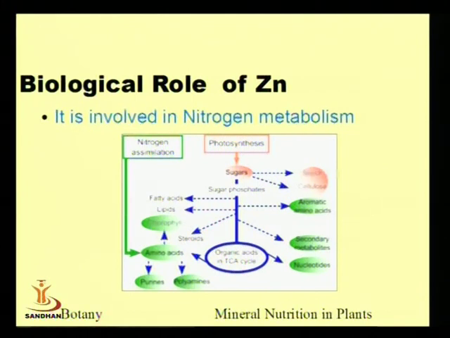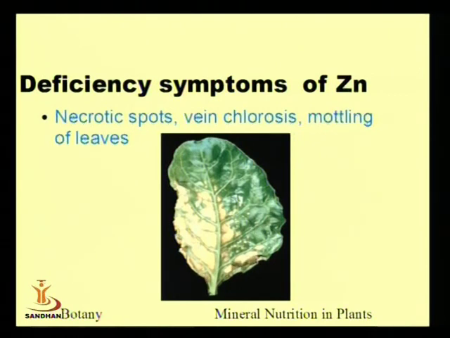Further, it is involved in the metabolism of nitrogen. So zinc deficiency will ultimately result in impaired assimilation of nitrogen, a kind of imbalance in the nitrogen. To avoid nitrogen deficiency, one should maintain the level of zinc also. Its deficiency symptoms involve necrotic spots. One can see very well necrotic spots, vein chlorosis, and mottling of the leaves.